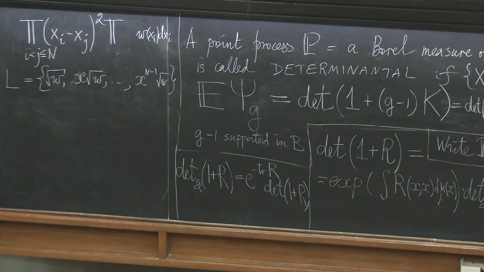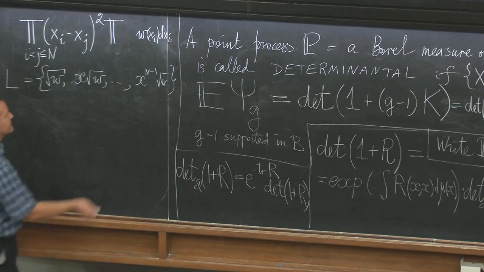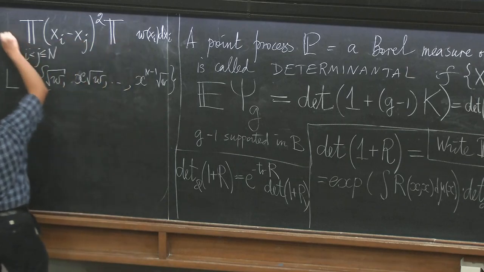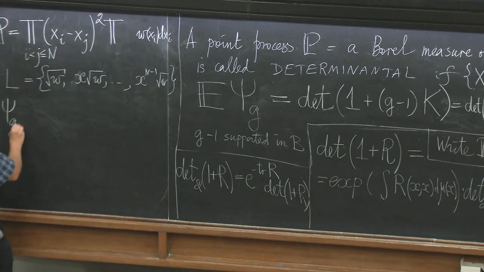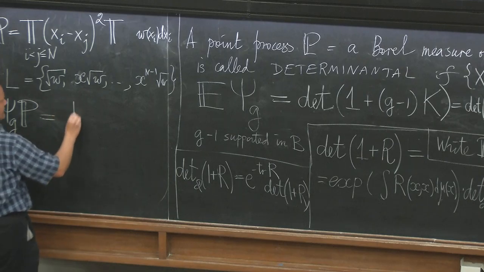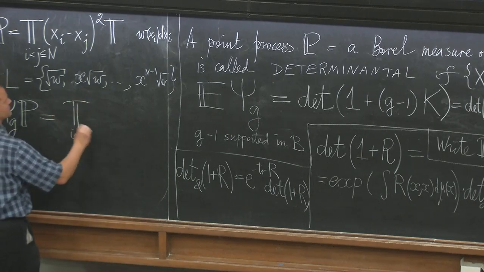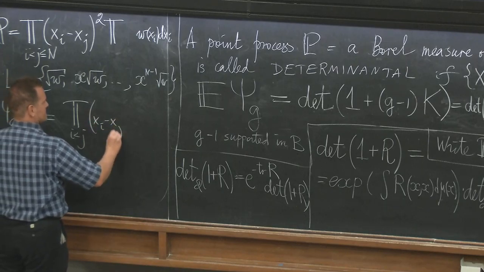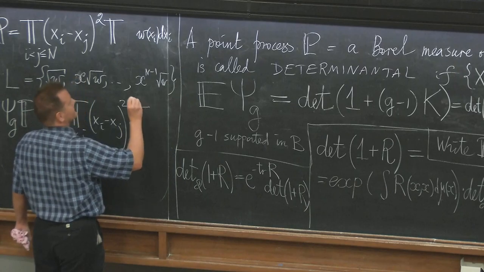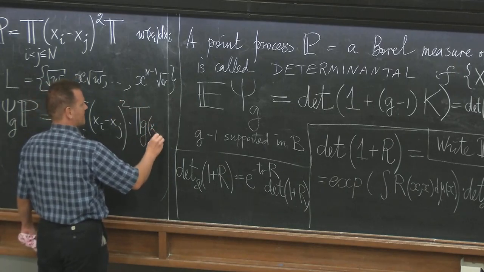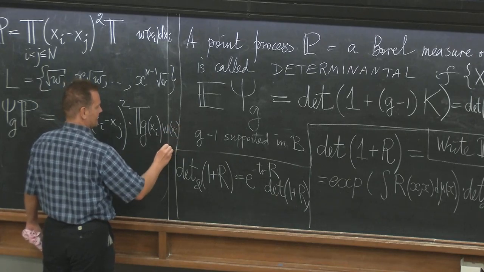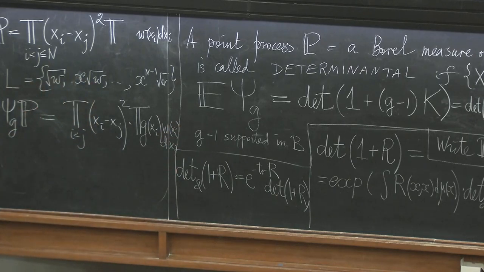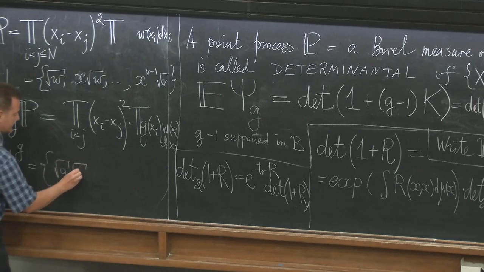Very good. So now, if I consider this measure times a multiplicative functional, so I write psi g P, this is equal to the same Vandermonde times g of xi, w of xi, dxi. So this will clearly be again an orthogonal polynomial ensemble corresponding to the subspace. Well, clearly, I multiply the weight.